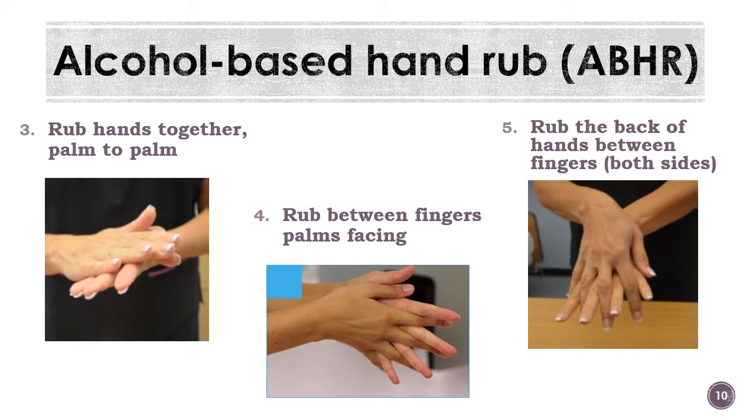And then step 4, we're going to interlace the fingers, keeping the palms facing each other, and continue to rub the hands up and down. This is mainly to focus on disinfecting between the fingers. And then step 5 is the same motion, except we're going to put the palm of one hand onto the back of the other hand. This is to allow us to also clean the back of the hand and in between the fingers, but on the back.